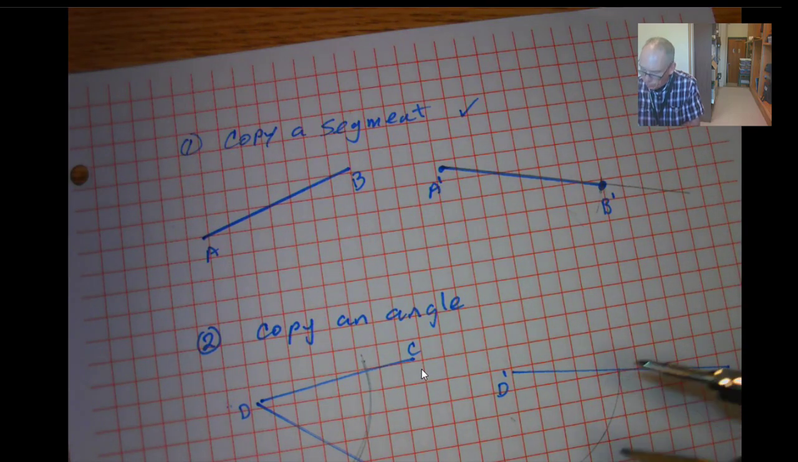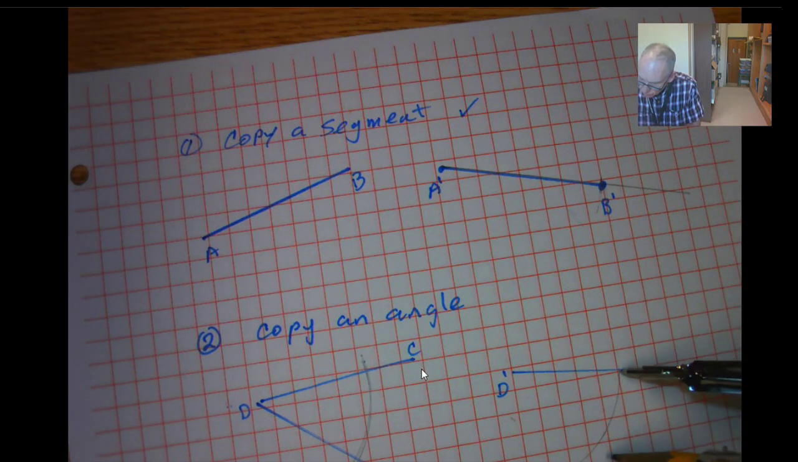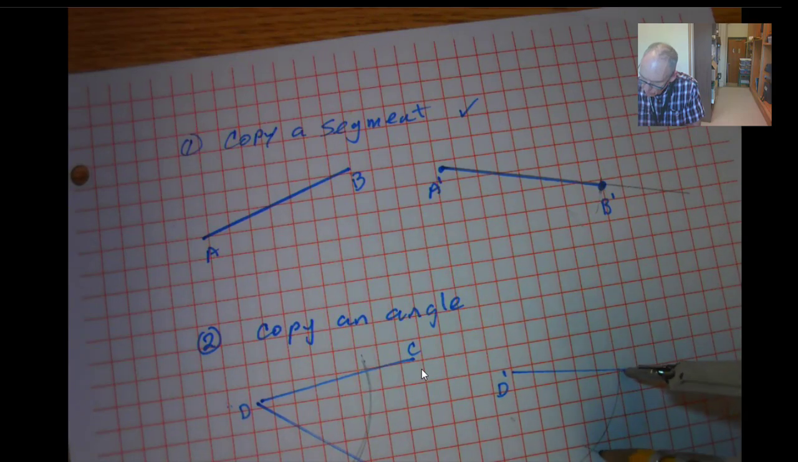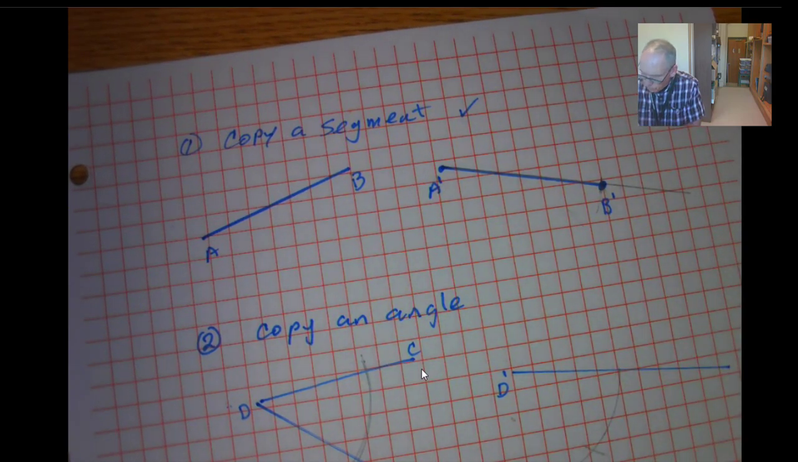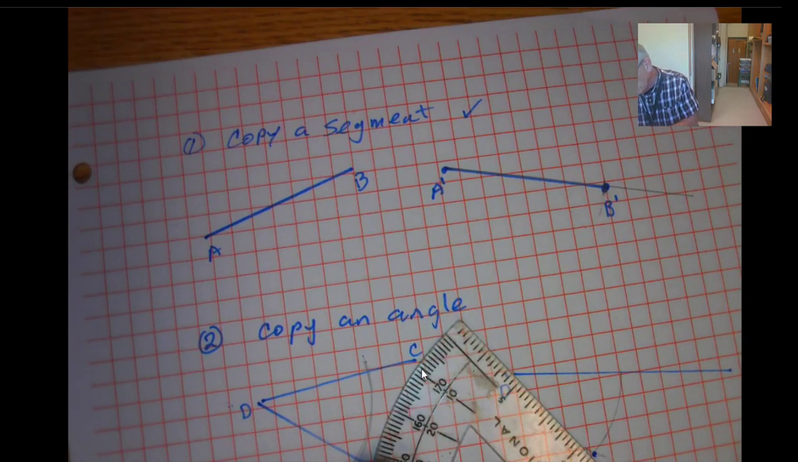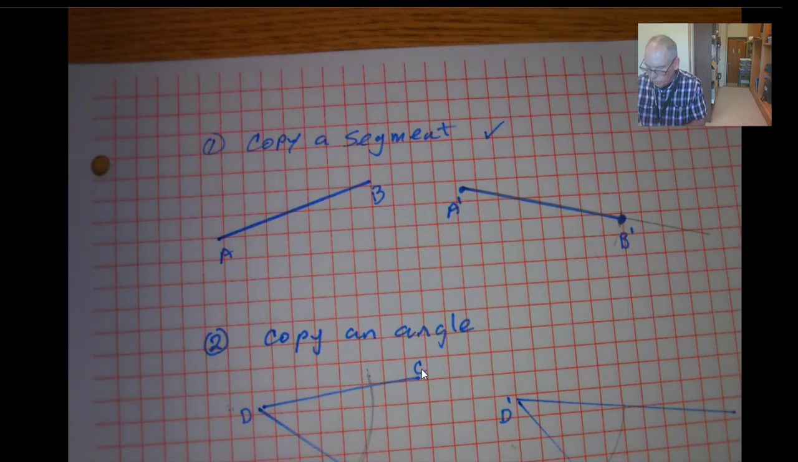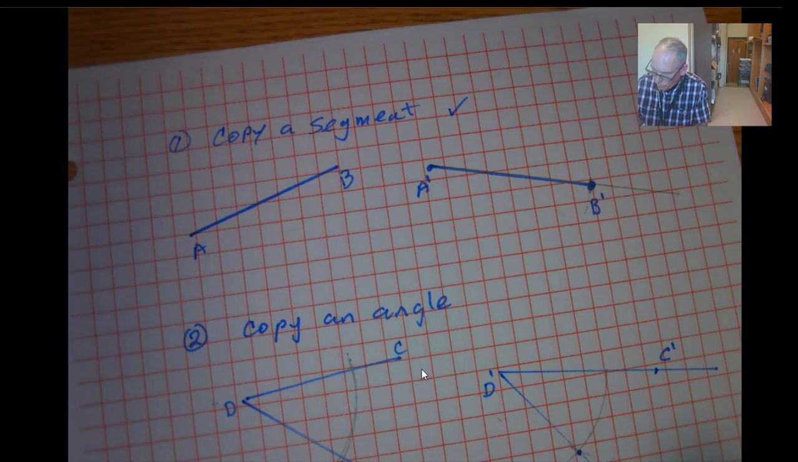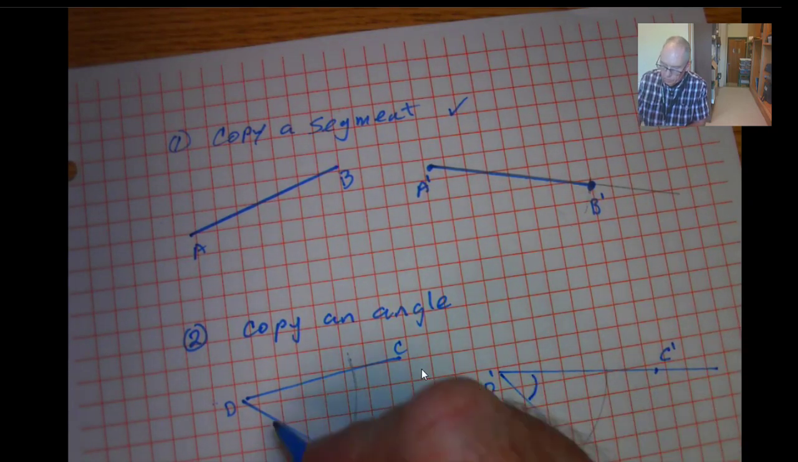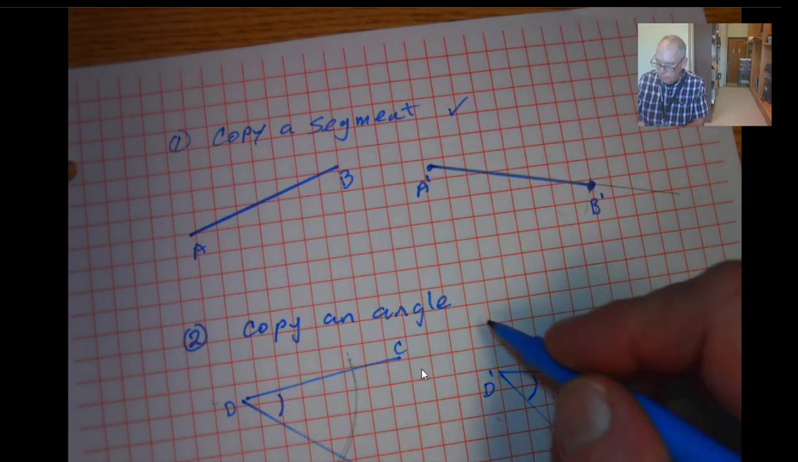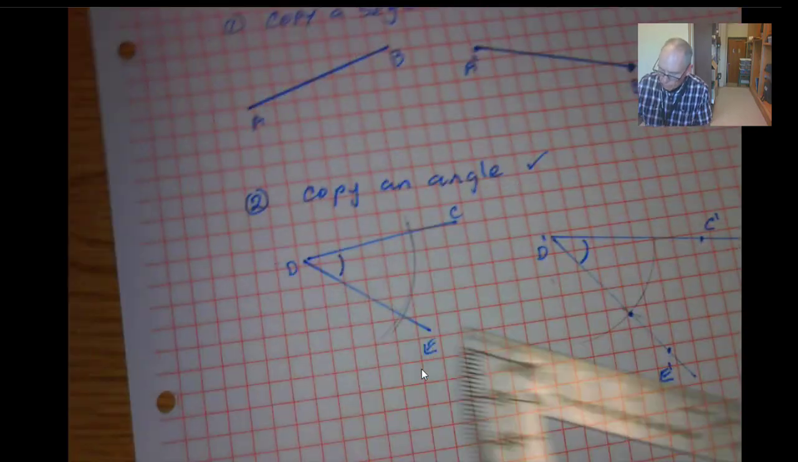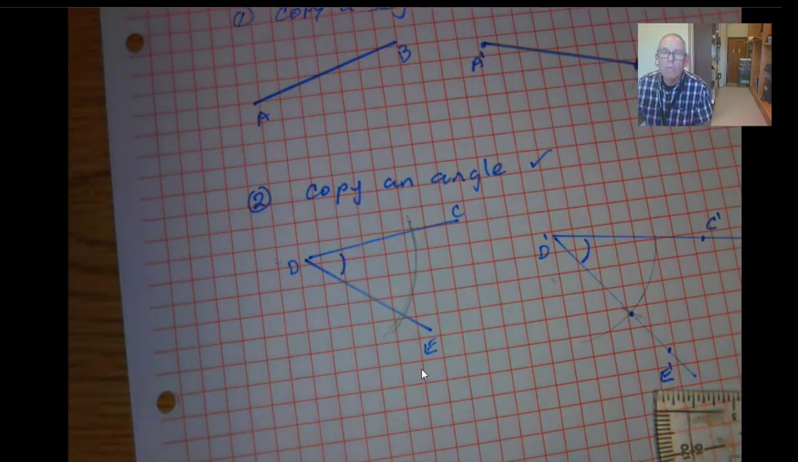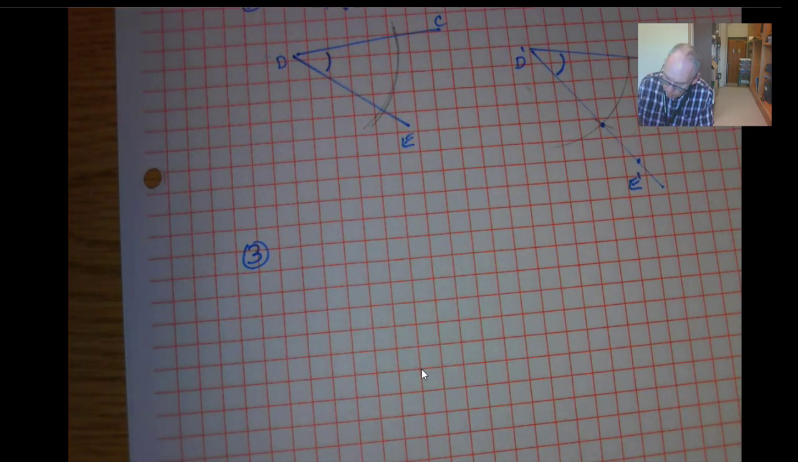Then we measure the distance between those 2 points that we constructed on the sides of the angle, and we transfer that measurement over to where our new angle is going to be. And the intersection of the original arc and the transfer measurement gives us a point on the side of the angle, and when we draw it in, we will have a copy of our angle. So I called this one C prime, D prime, E prime.